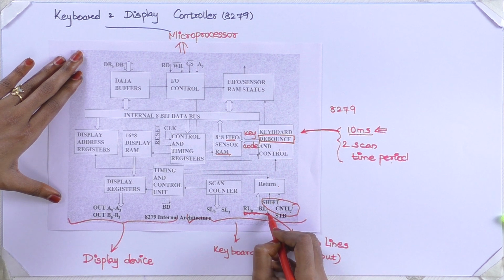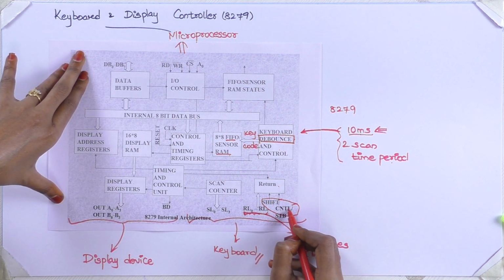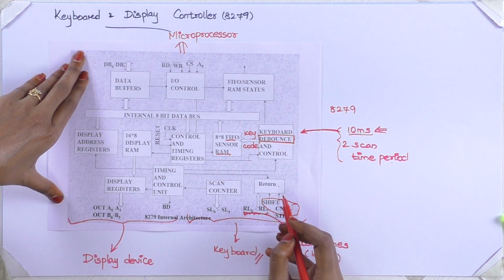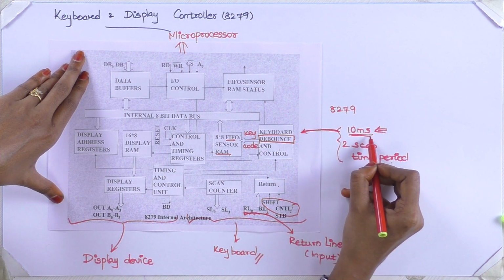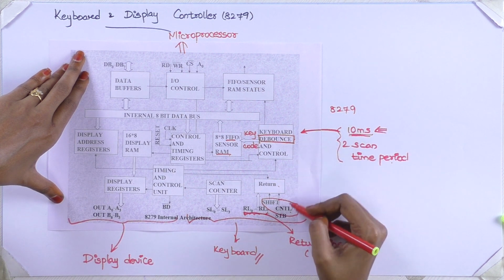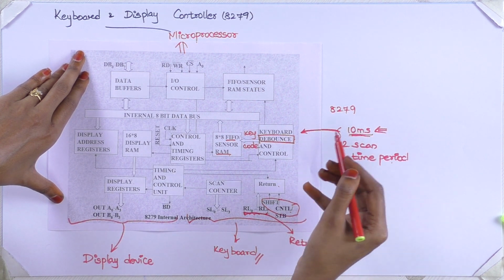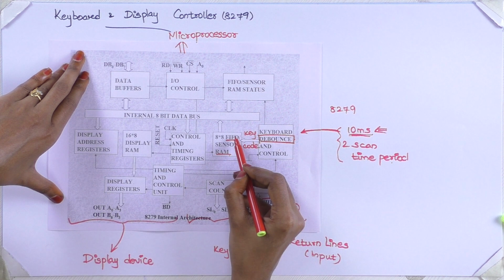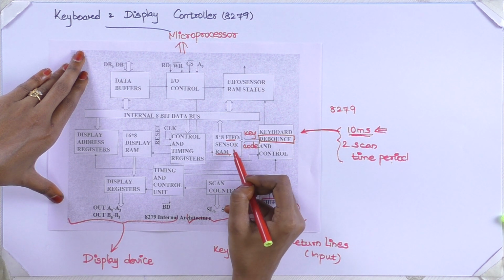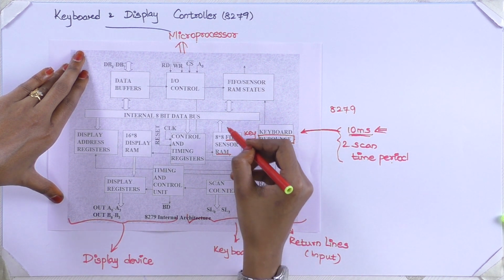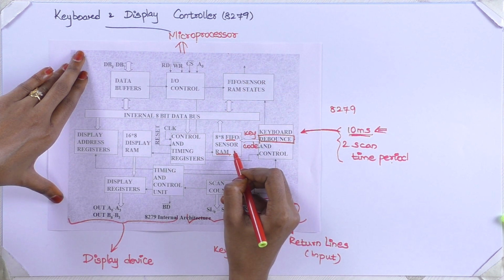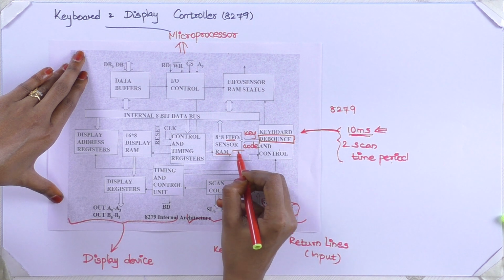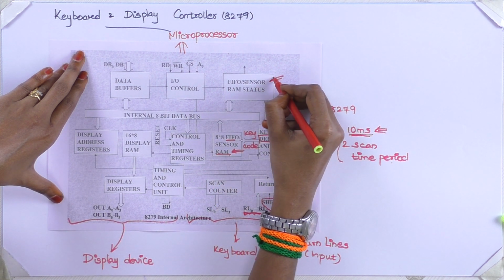The return lines will have the key with the shift and control keyword. Once this has been recognized, it will be checked for 10 microseconds whether the key is pressed for 10 microseconds. If it is pressed, the key code will be recognized and stored in the FIFO RAM. From the FIFO RAM, the processor will get the key code. So here the RAM is used to store the key codes. The RAM status is indicated here by this block.